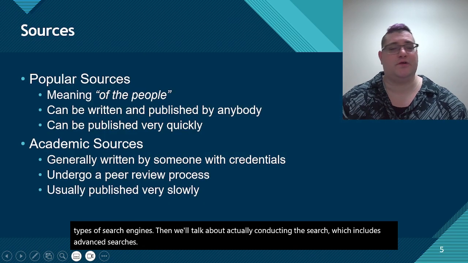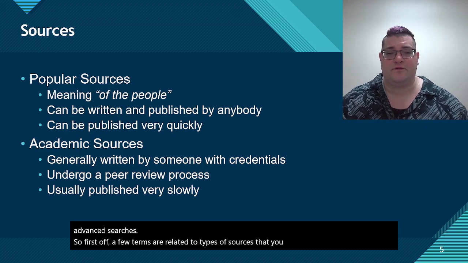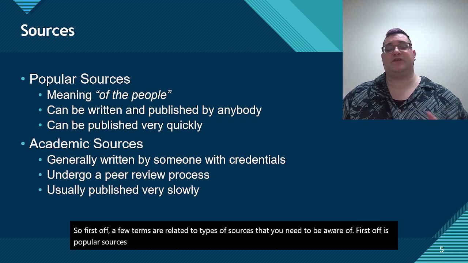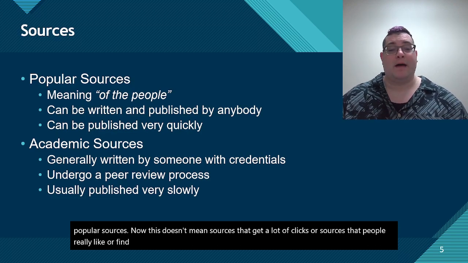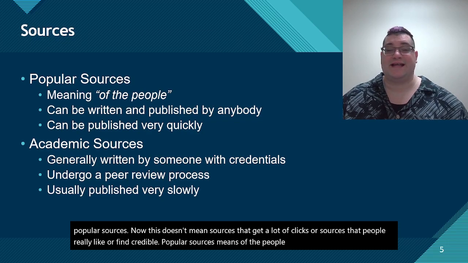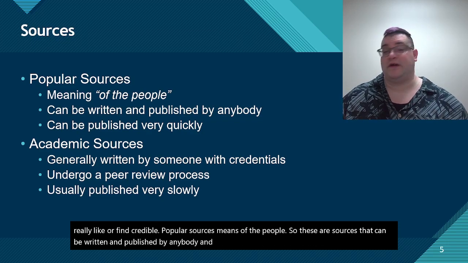So first off, a few terms related to types of sources that you need to be aware of. First off is popular sources. Now, this doesn't mean sources that get a lot of clicks or sources that people really like or find credible. Popular sources means of the people. So these are sources that can be written and published by anybody and can be published very quickly.